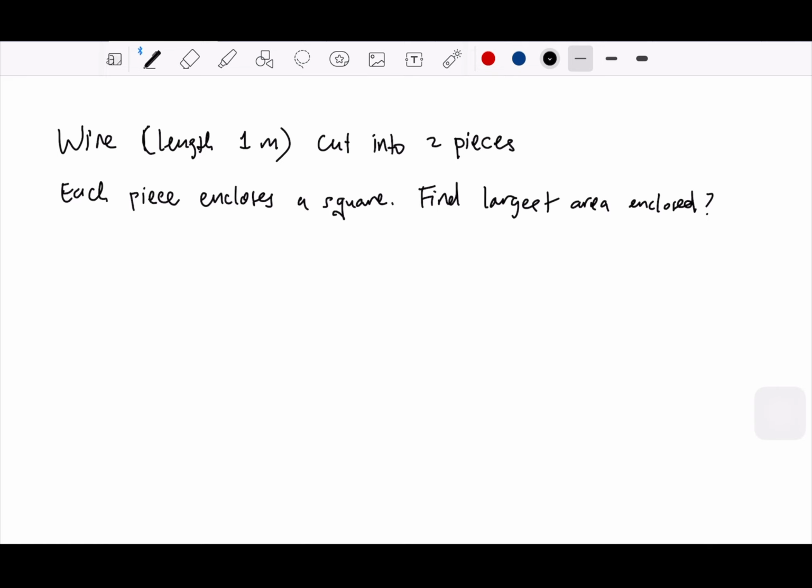But let me just draw what we have. So this will be 0 to 1. We cut maybe here. Let's say this is X, this is 1 minus X. Well, we can cut anywhere and it should be the same. We just illustrate because this is our variable. And actually, this is the one we are looking for. We are looking for X to find which one is the largest.